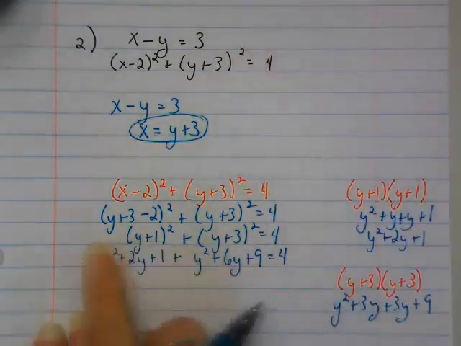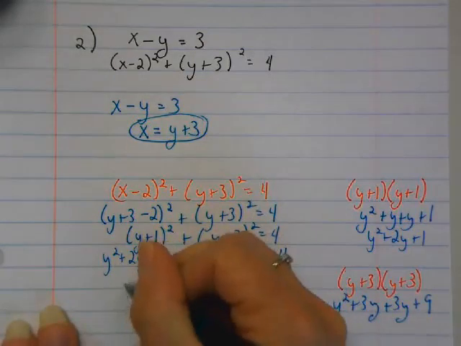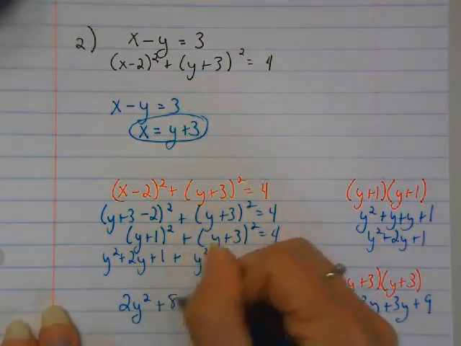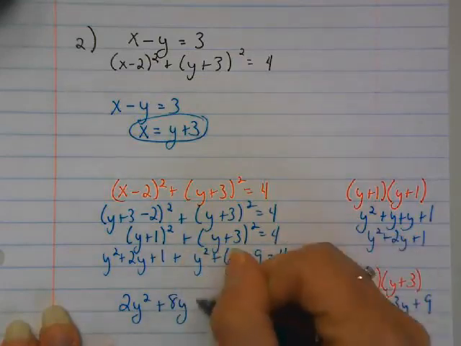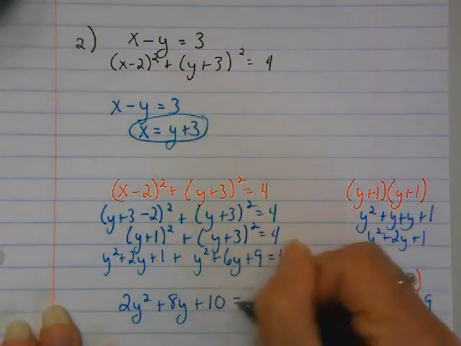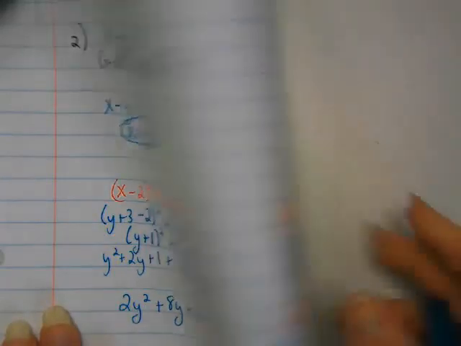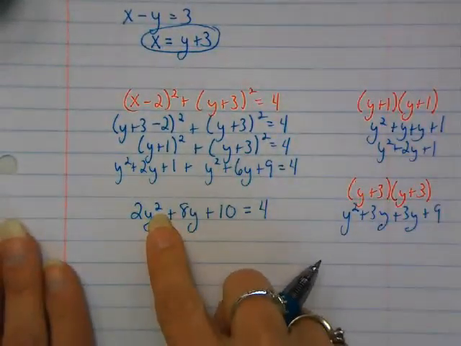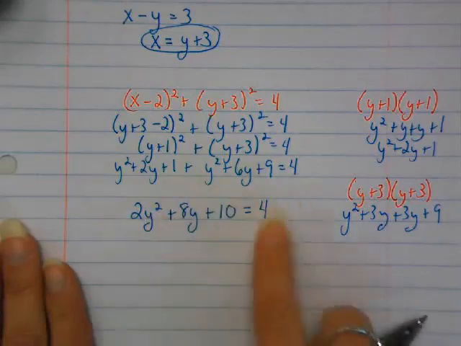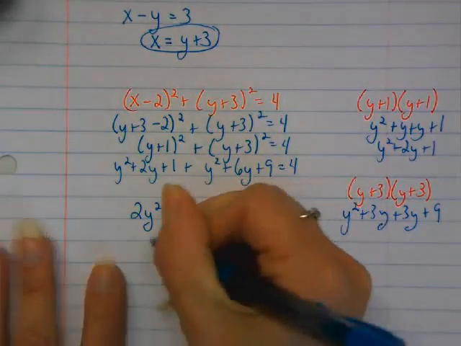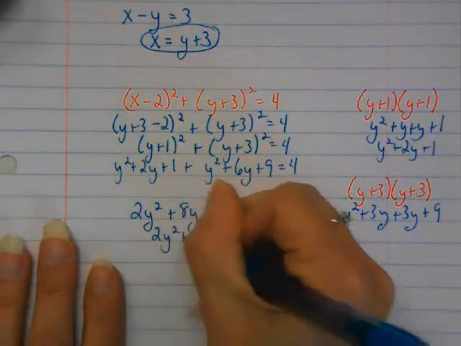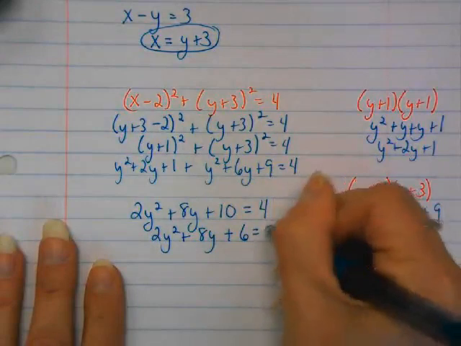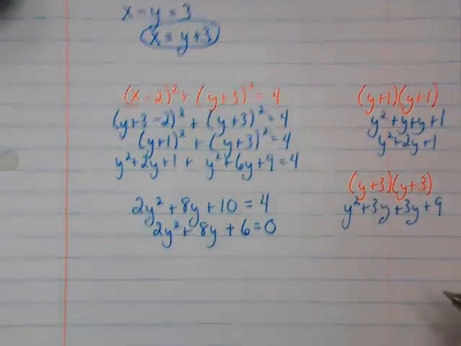Well, let's go ahead and clean this up. So I get 2y squared plus 8y plus 10 equals 4. Alright, so I say, uh-oh, I've got a quadratic. Because this is squared, I need to zero out a side. So I get 2y squared plus 8y plus 6 equals 0. Now I'm ready to factor.